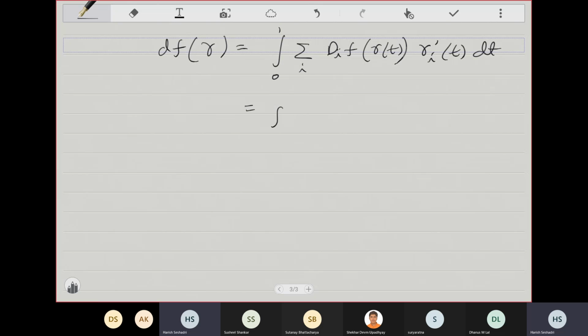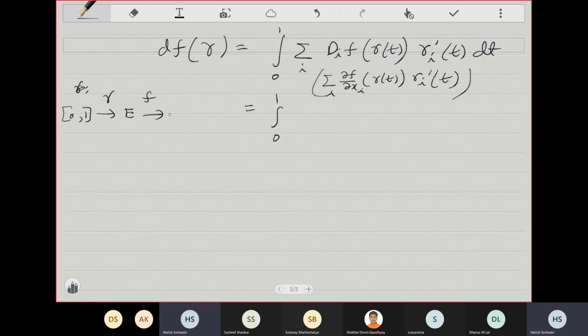And this is something familiar. Well, what is it? I'm looking at the partial derivative. Remember, this was just df by dxi at gamma t, times gamma i prime t, and the summation over i. Can someone recognize what this thing is? Here, gamma is a map from 0, 1 to E, and f is from E to R.